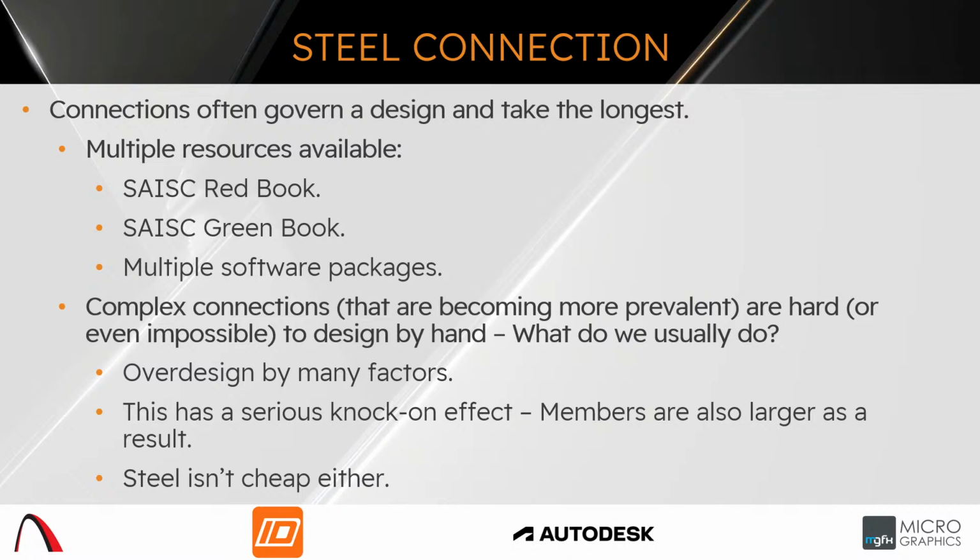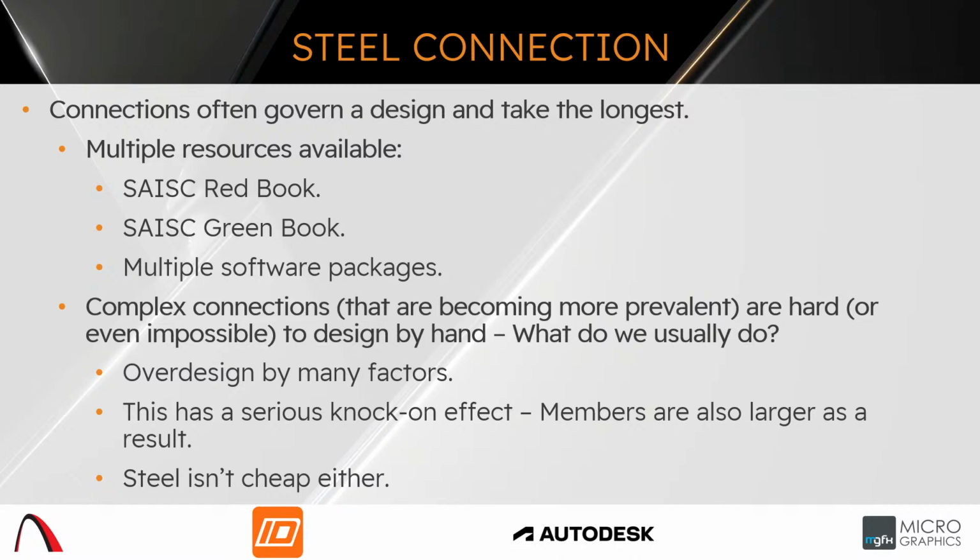So if you can think of, let's say, a complex connection with multiple stiffeners, etc., and multiple members coming in at that point, if you enlarge your connection, then your rafter also has to get bigger, or if you overestimate the forces that you will have acting on that joint, then your connecting members will also be affected.